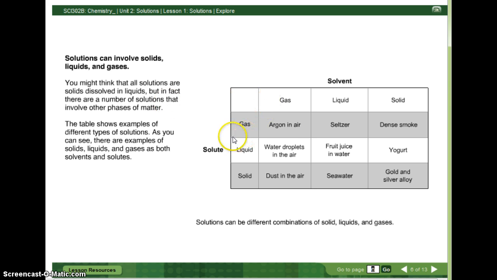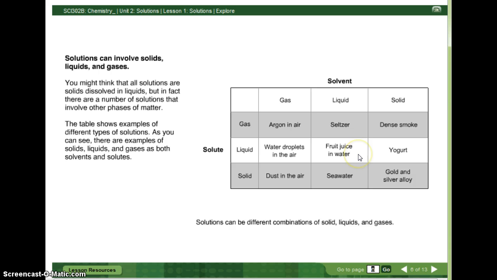Alright, so solute. Argon gas dissolves in air. Seltzer is another example. And this time it's a liquid that has dissolved the gas. And now if we have a gas dissolved in a solid, that would be smoke. Alright, so what if we have some liquid? Water droplets in the air. That would be an example of a liquid dissolved in a gas.